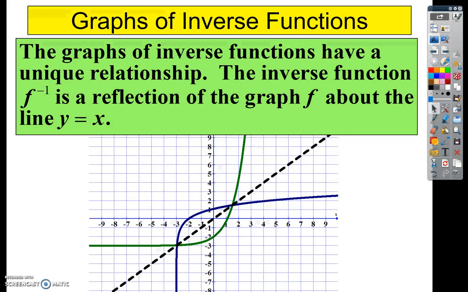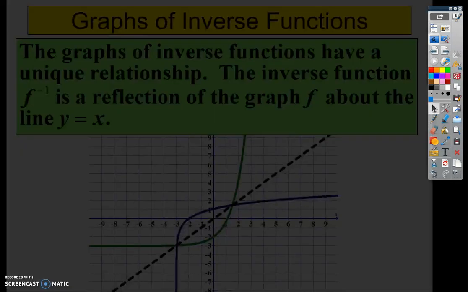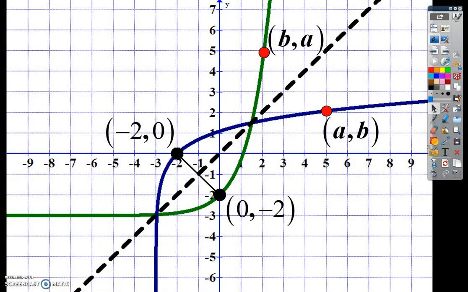Graphs of inverses have a unique relationship. Here's a graph of two inverse functions. They are reflections across the line y equals x. This is all stuff we talked about last year. This should be a pretty straightforward review. So we know that x and y switch places. That's why they were reflections around the line y equals x.